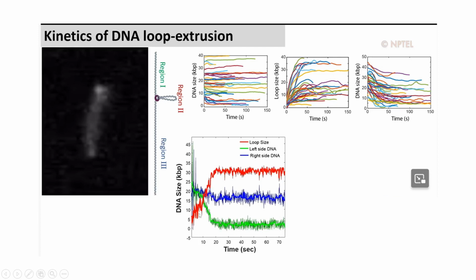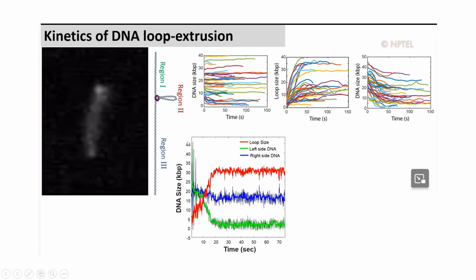Here you can see the gradual increase over time, at the maximum up to 20 seconds. This is the second time scale. At 20 seconds, you can see around 30 kilo base pairs of loop formation. So from 0 to 20 seconds, around 30 to 35 kilo base pairs of loop formation was done by this condensin subunit.